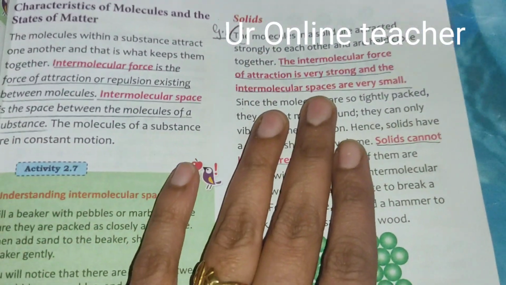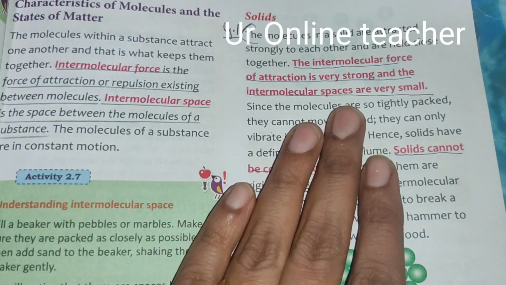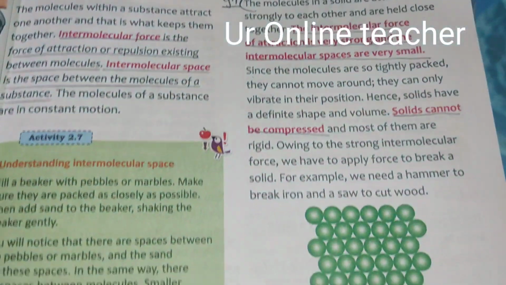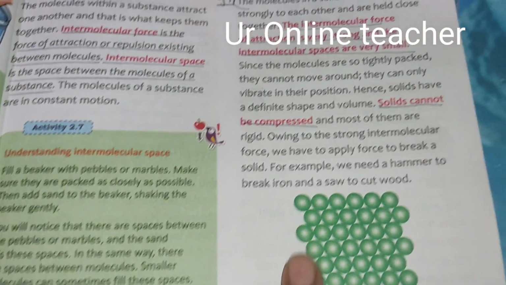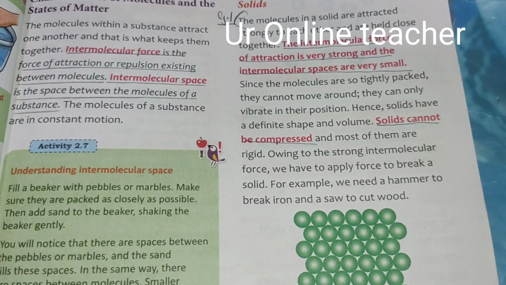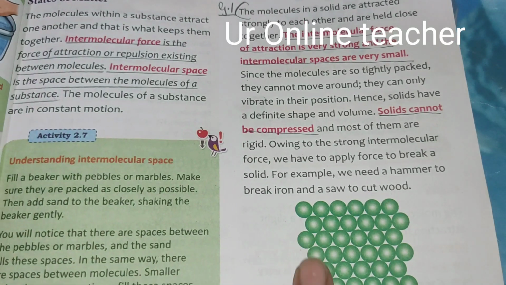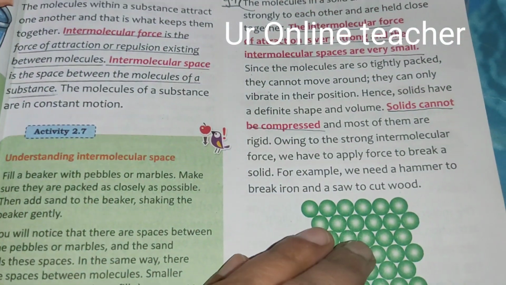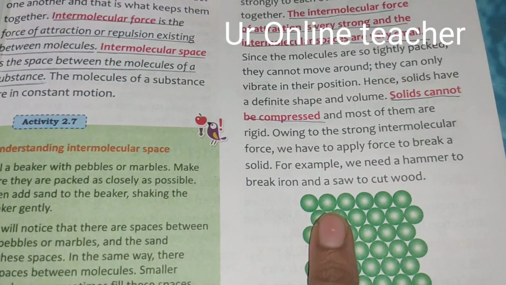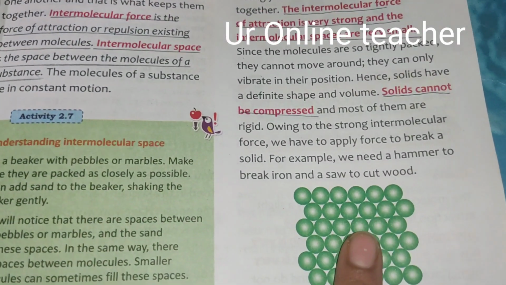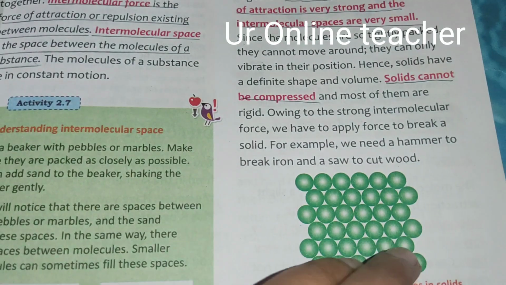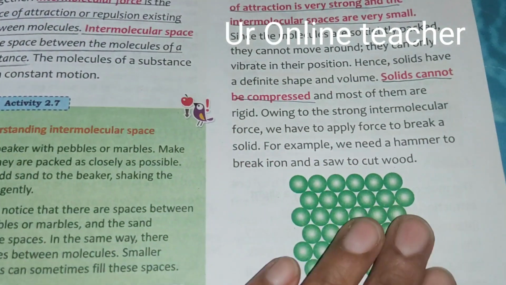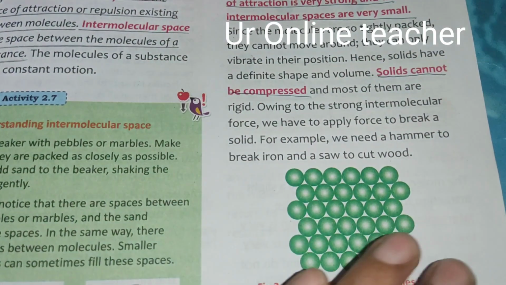When we see solids, we know that they are strongly held, because they are arranged very compactly. The intermolecular force will be very strong because the space is very less. They are very close to each other. So intermolecular force is strong and space is small. So molecules are tightly arranged and they cannot move. So they can only vibrate in their position.